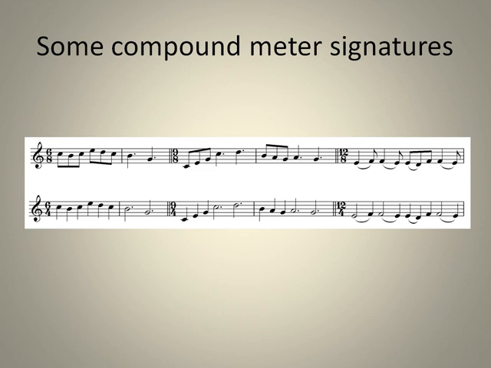As a general rule, when the top number in a time signature is 6, 9, or 12, you can safely assume that you're dealing with a compound meter. To find the number of beats in the measure, simply divide the top number by 3. It is important to mention here that time signatures with a 3 as their top number are simple meters. They are never compound.